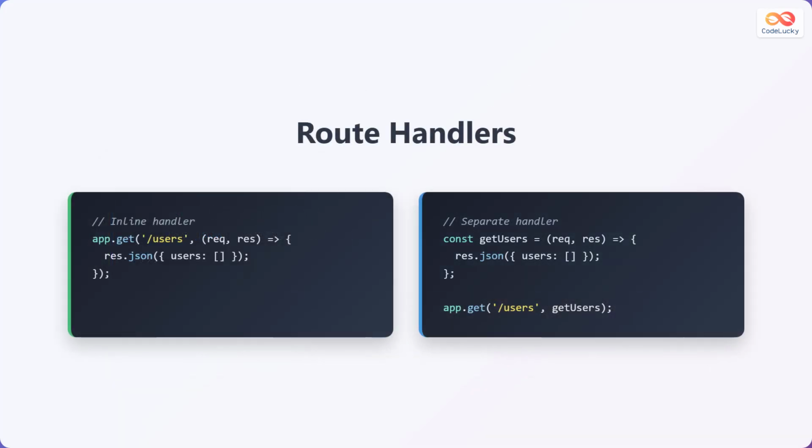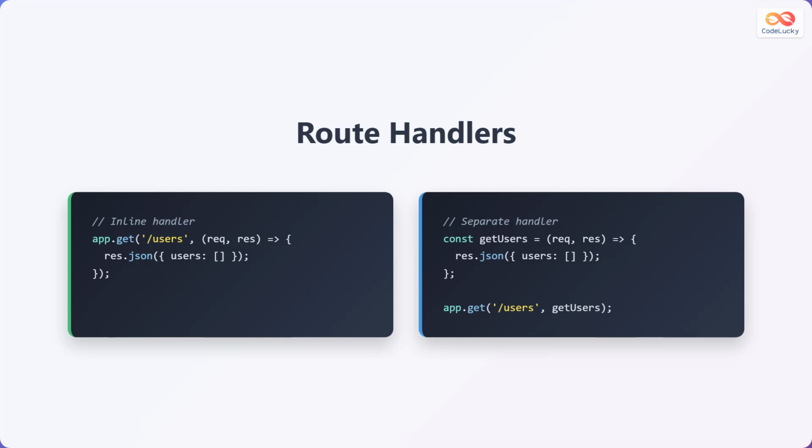Route handlers are the functions that execute when a route is matched. You can define route handlers inline or as separate functions. Here's how you can do both. First, we define an inline handler using app.get('/users', (req, res) => { res.json({ users: [] }) }). This defines the handler directly within the route definition.